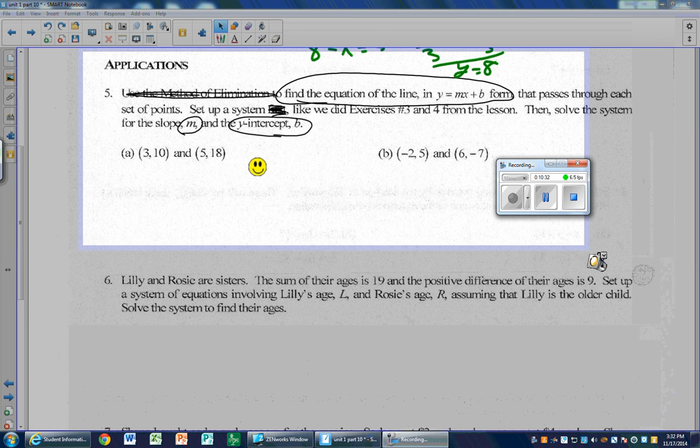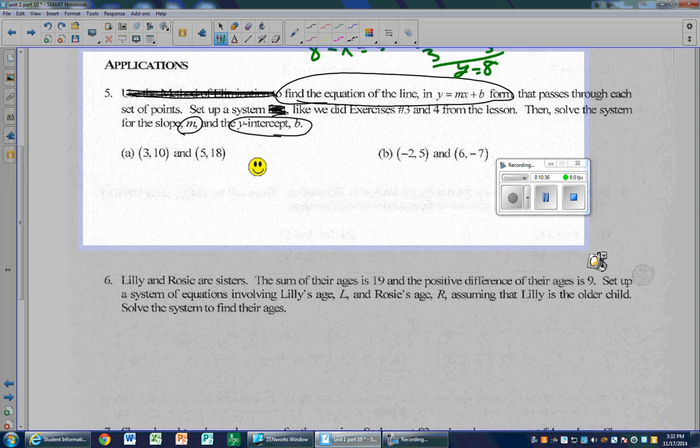You'll notice that I crossed some things out. Okay, use the method of elimination. I don't like that vocabulary. I just like the vocabulary. Find the equation of the line in y equals mx plus b form that passes through each set of points. Set up a system like we did in exercise 3 and 4 from the previous lesson, and solve the system for m, for the y-intercept, and for b.